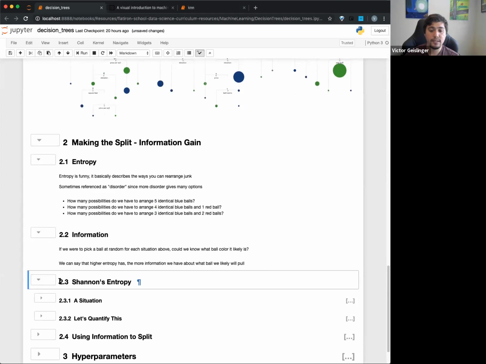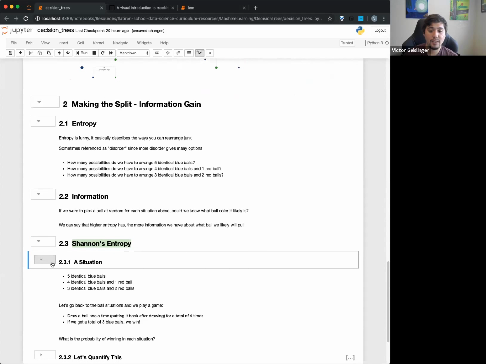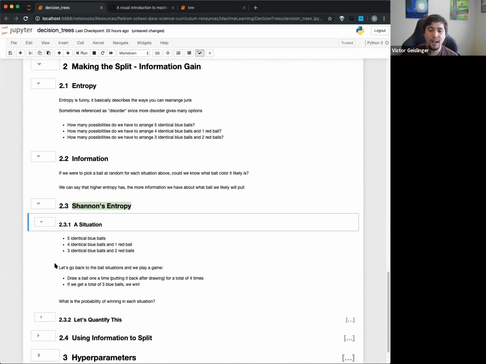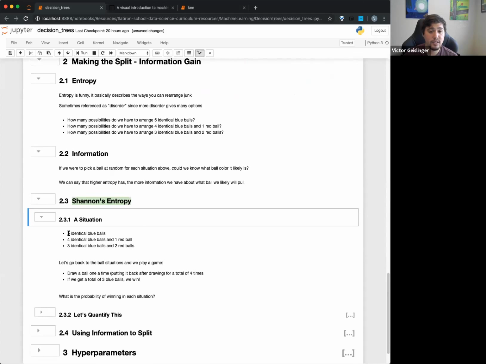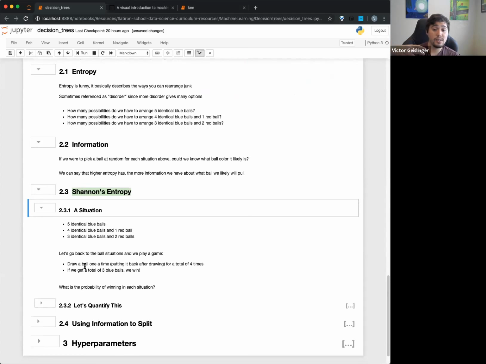Okay, this leads us to Shannon's entropy, which is basically a definition of entropy for the system. So I have a little situation here. You can imagine we have these different scenarios: all 5 blue, 4 blue and 1 red, 3 blue and 2 red. Let's play a game. Let's draw a ball one at a time, and then we put it back after drawing, and we do that for a total of 4 times. And if we get 3 blues in those 4 times, we win.